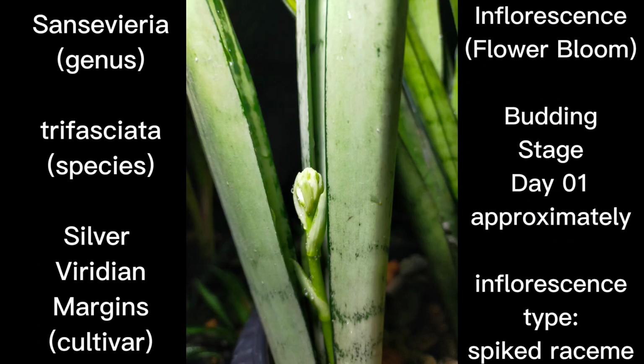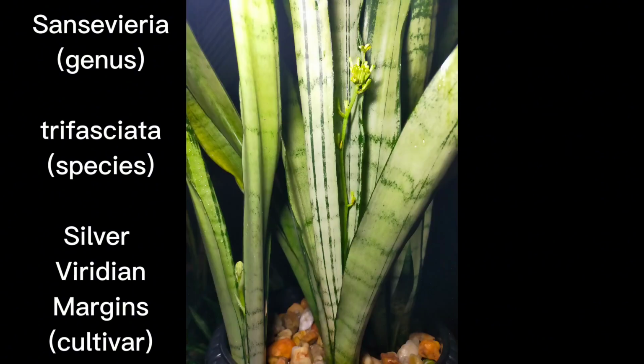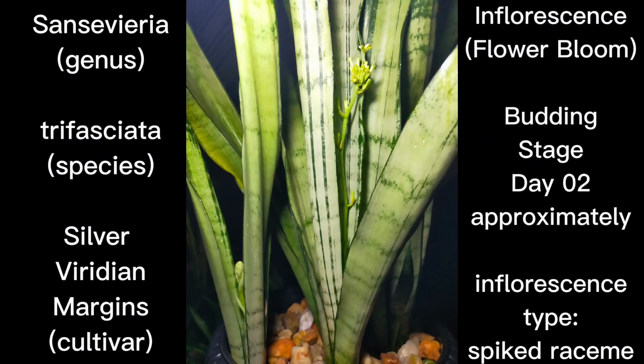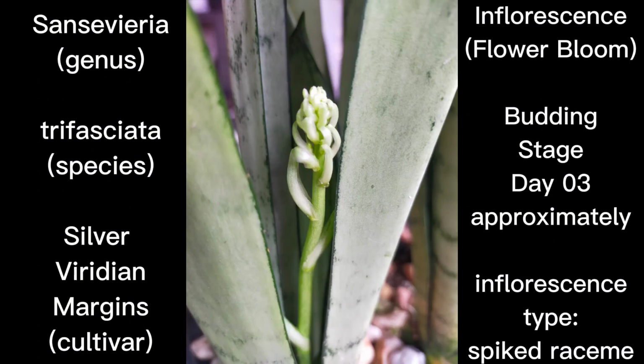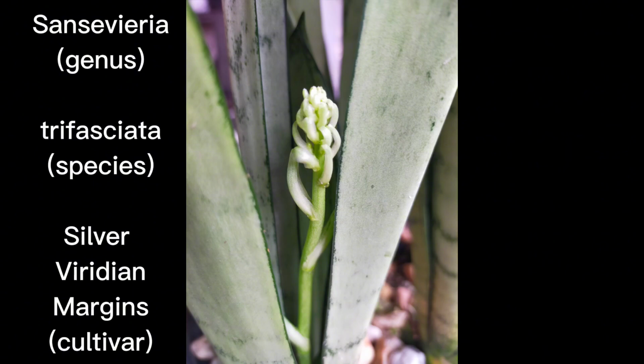So for this episode, we're going to feature another cultivar coming from the trifasciata species. I'm showing you right now the inflorescence or flower bloom of this specific cultivar, and we're at day 2. And as the day progresses, I'm going to show you the changes of the inflorescence coming from this specific cultivar that I'm featuring right now.